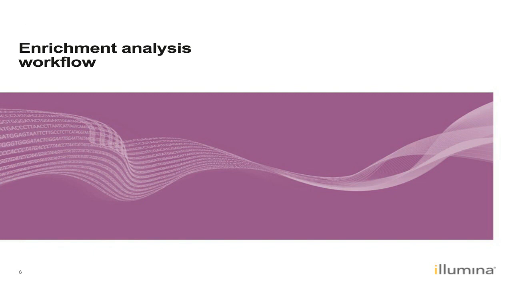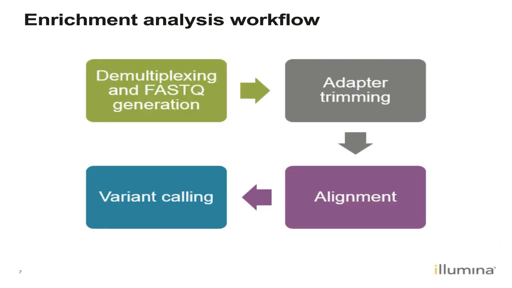All right, so to get into the workflow, what's actually happening when you run an enrichment analysis? These are the main steps. We're going to go into detail on each of them. So we're just going to go from demultiplexing your run data and generating FASTQ files, trimming adapters, aligning to a reference, and then variant calling.